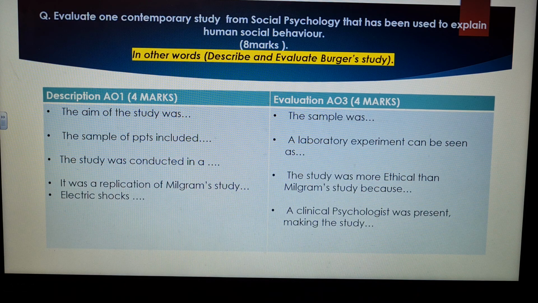Okay, so these are just some of the points. There's a lot more points that you can include in your description and evaluation. Okay, but this plan is just to give you an idea of the kind of information to include in an 8-mark question. Okay, so just remember one thing really, make sure you elaborate and explain your points in detail. Okay, because a lot of students will make the point but won't elaborate on that point, therefore they won't get the marks. Okay, so remember your AO3 obviously require a bit more detail than your AO1.